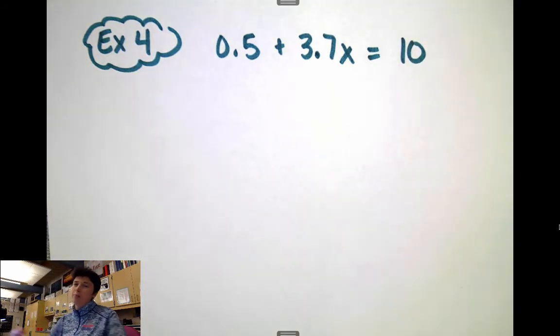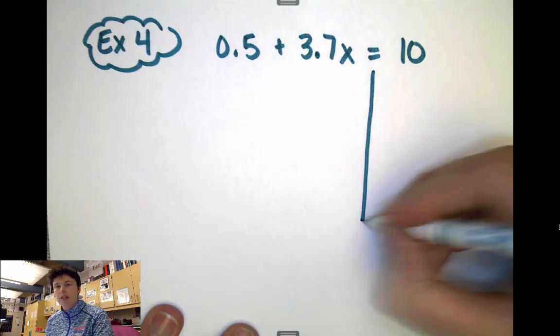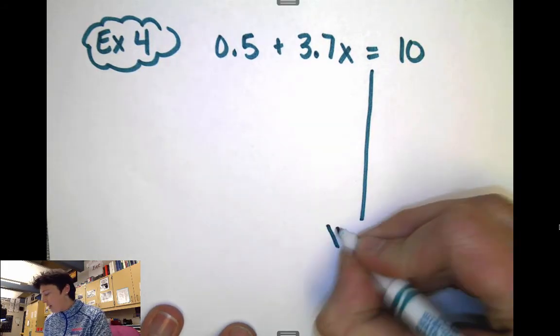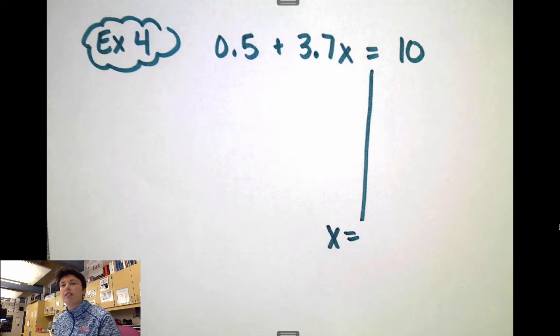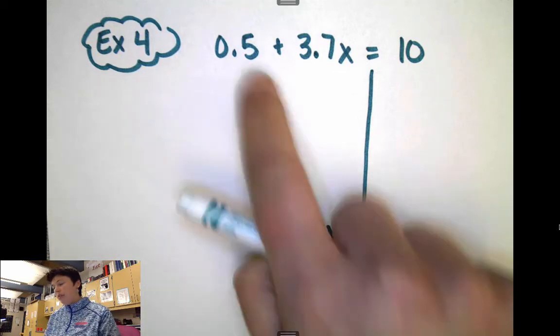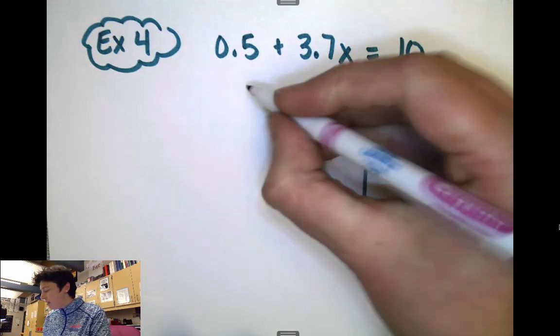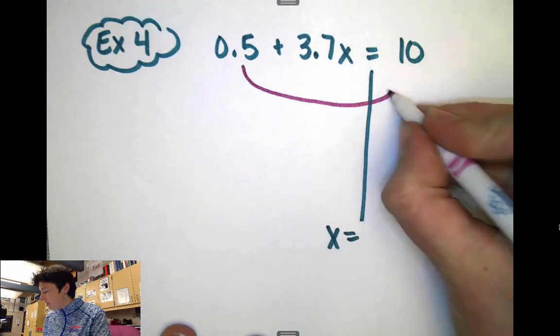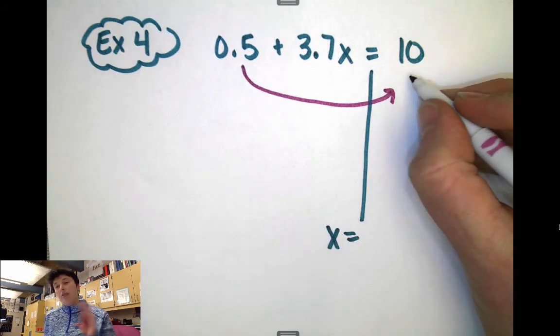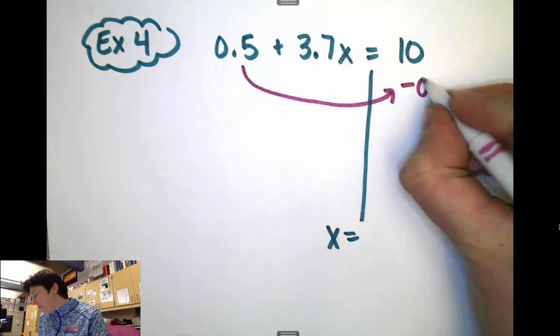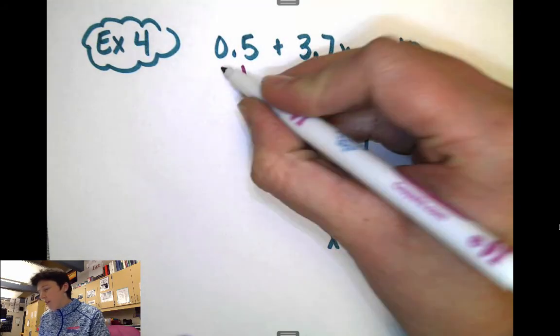It's still a two-step problem. Now it's got some decimals, but it's still not going to really bother me too much. I want to solve for x and get x by itself. I want an x equals answer. So I see the 0.5 and the 3.7, I've got to get rid of them. So I'm going to do my steps. I'm going to take the 0.5, flip it over. It'll turn into a negative 0.5, and that'll move it out of the way.